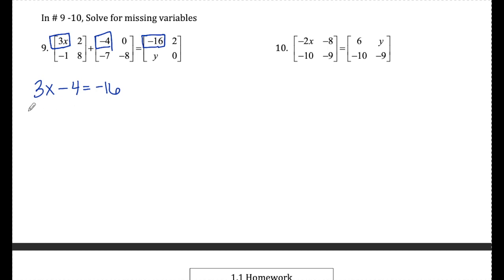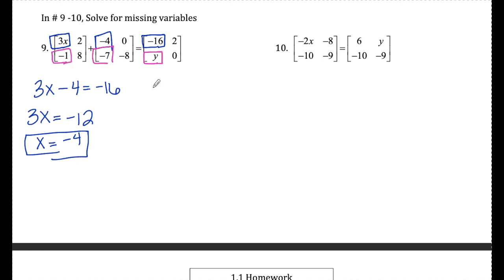And I would just solve the way I normally would. So I get 3x is equal to negative 12. Divide by 3, x here is equal to negative 4. I can do the same thing for y. So y is in the bottom left corner of my matrix. So that corresponds with the negative 7 and the negative 1. The equation that I can set up here is negative 1 minus 7 is equal to y. So I get y is equal to negative 8.